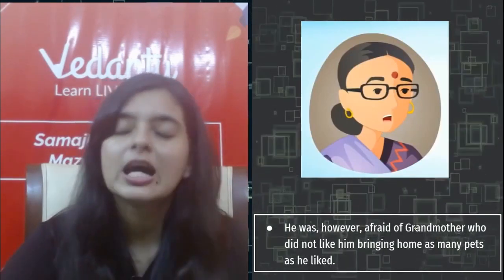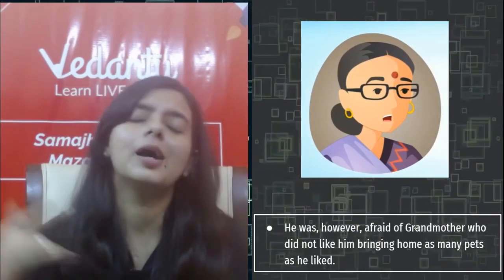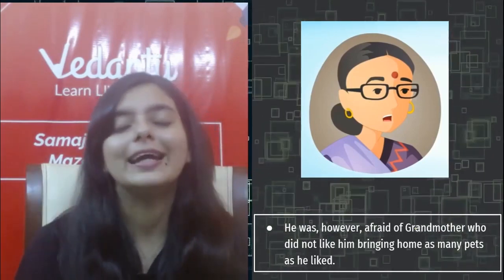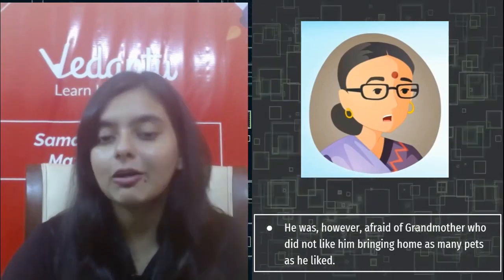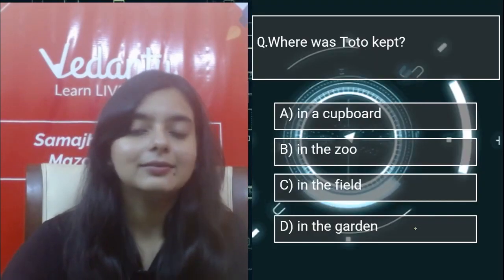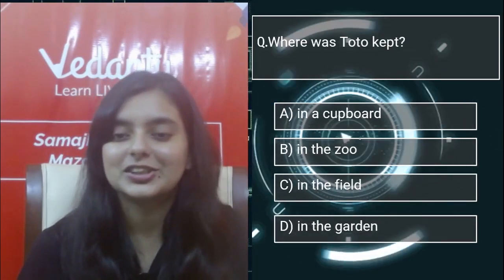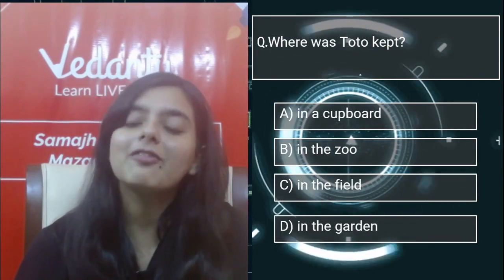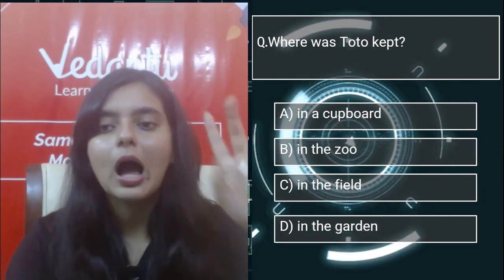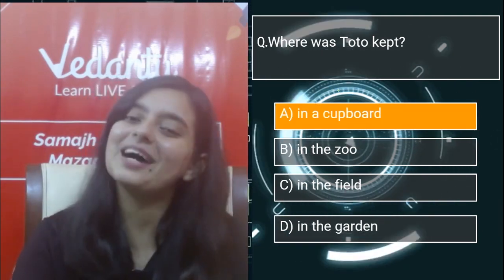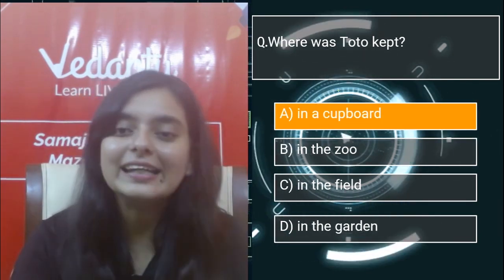The grandmother was definitely not very happy about this habit of the grandfather bringing animals home. He was definitely afraid of grandmother, and therefore he had to keep Toto hidden. Do let me know the answer to this question. Where was Toto kept? 3, 2, 1. Let's check. Yes, in a cupboard. So he was kept hidden in a cupboard.